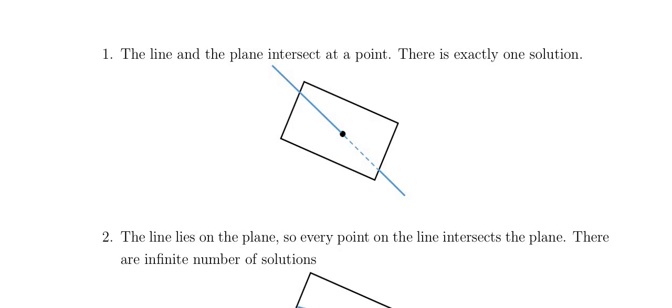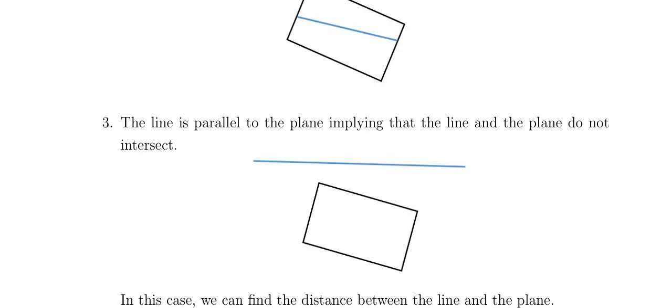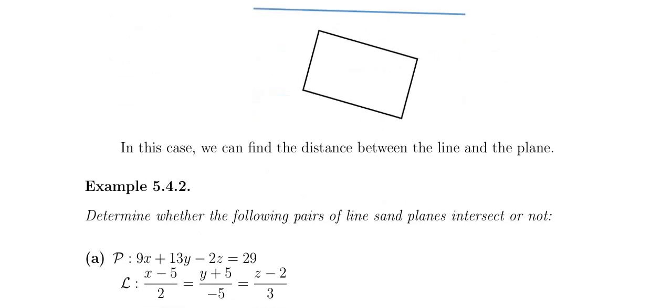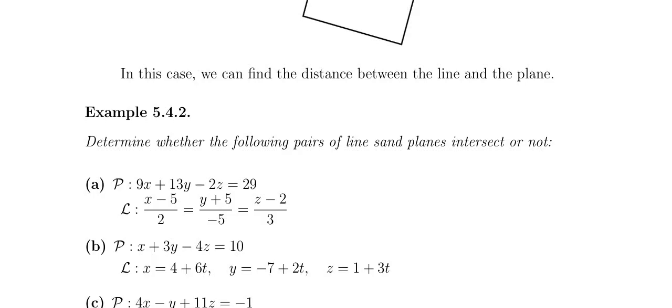Then here we have the line lies on the plane, meaning they are meeting at so many points, an infinite number of solutions. Then we can have a line and a plane that do not intersect, but they could be parallel, so you have something like that. So let's look at these examples here.